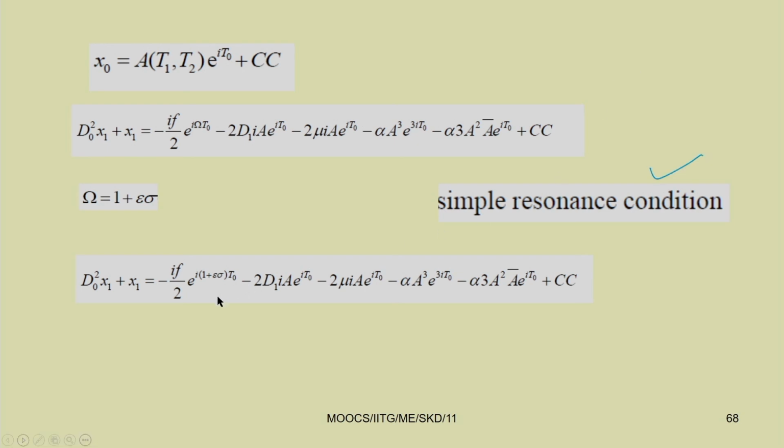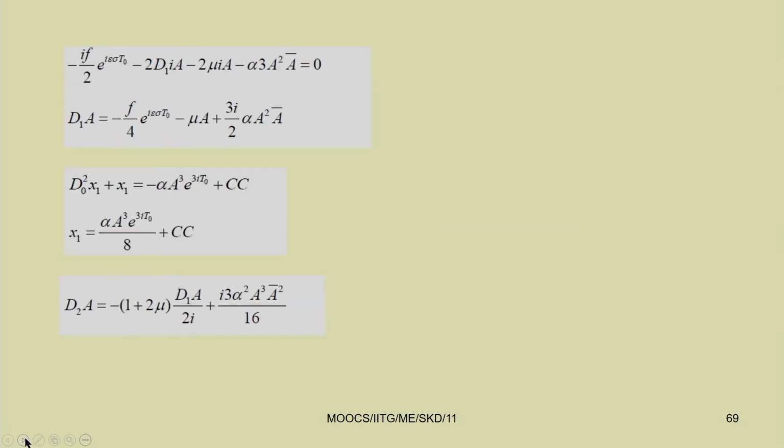So, we can write d 0 square x 1 plus x 1 equal to i f by 2 minus i f by 2 e to the power i into 1 plus epsilon sigma t 0 minus 2 D 1 i a e to the power i t 0 minus 2 mu i a e to the power i t 0 minus alpha a cube e to the power 3 i t 0 minus alpha into 3 a square a bar e to the power i t 0 plus its complex conjugate of the preceding terms. You just see that the terms containing e to the power i t 0 will give rise to secular terms. We must eliminate these secular terms to get the bounded solution. If you eliminate the secular terms, this is the expression you get. Similarly, from this you can write D 1 a equal to this. Now, substituting this in the second equation we get the expression for x 1.